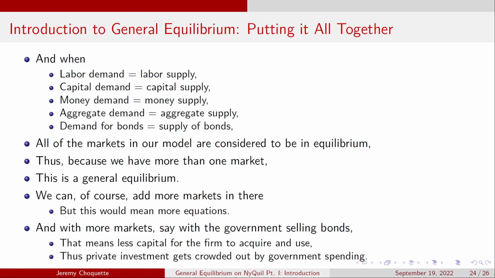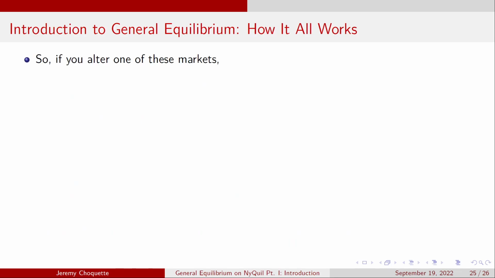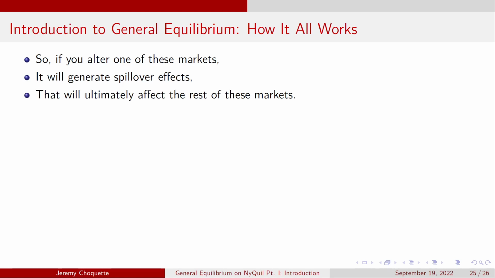And if you've heard about the crowding out effect, this is what's going on. Private investment is being crowded out by government spending. Because if you've got $20 to save and there's no government, then all of that $20 is going to the firm. When the government comes in, let's say they take half of your savings. So you buy $10 of government bonds, and then the other $10 goes to the firm. That firm's investment has now been crowded out by the government also wanting to borrow your money so they can turn around and spend it on all sorts of stuff, like reducing inflation. So if you alter one of these markets, it's going to generate spillover effects to the other markets.